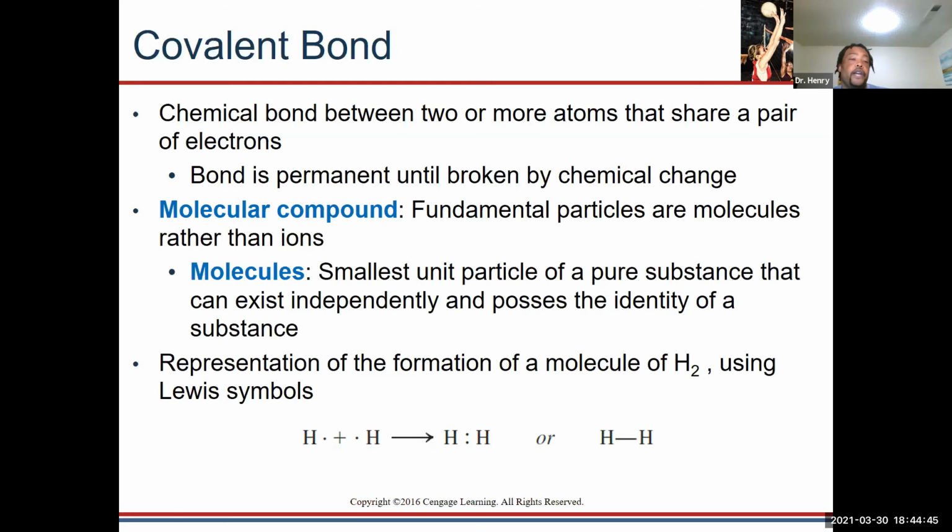Okay, so we know that covalent bonding is sharing electrons, right? When two or more atoms share pairs of electrons, these bonds are permanent and they're not going to be broken until we make chemical changes. They're basically going to be overlapping of electron densities. So they're literally sharing. It's kind of like sharing an arm with somebody.